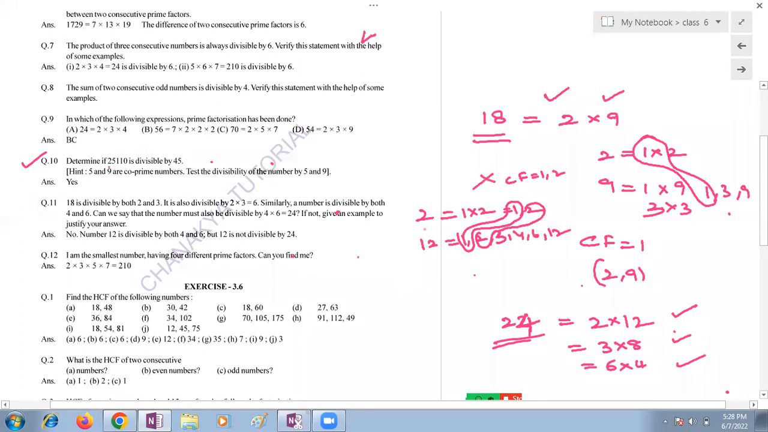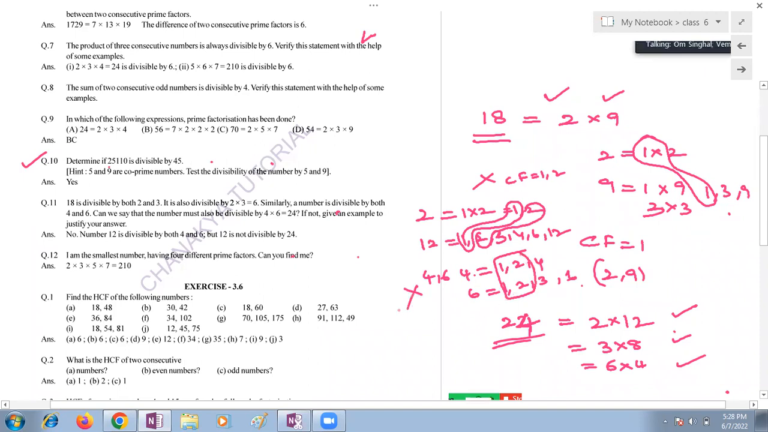So this case does not work, because it should be 3 and 8. If I'm taking 4 and 6, what are the factors of 4? 1, 2, 4. And 6 has 1, 2, 3, 6. 2 is matching for both. So the common factors are 1 and 2.